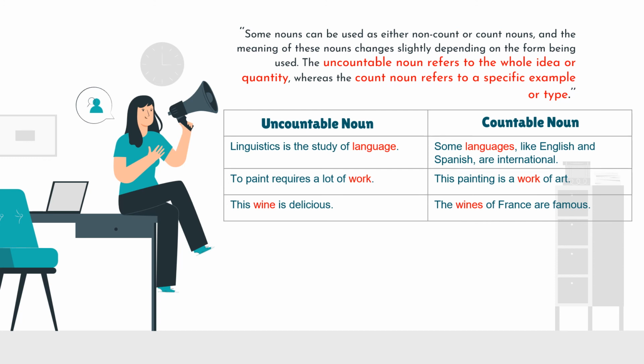To paint requires a lot of work, meaning that you need a lot of energy to paint something. While the word work is a countable noun, for example, this painting is a work of art. The work here means a result.